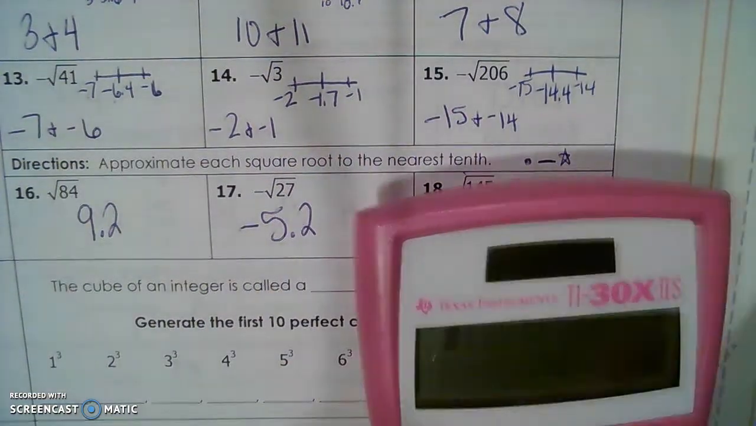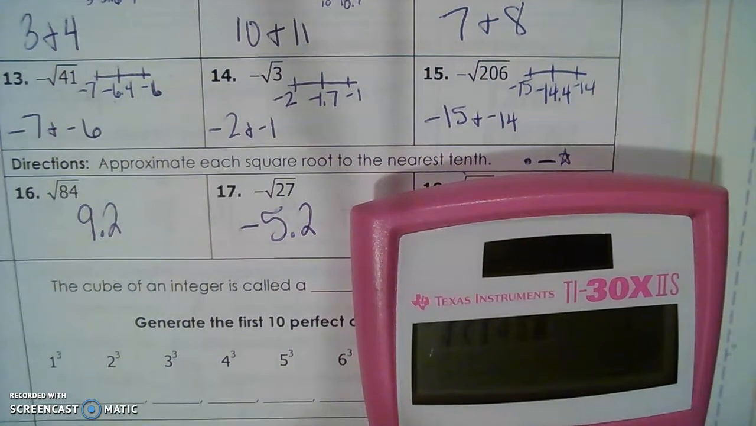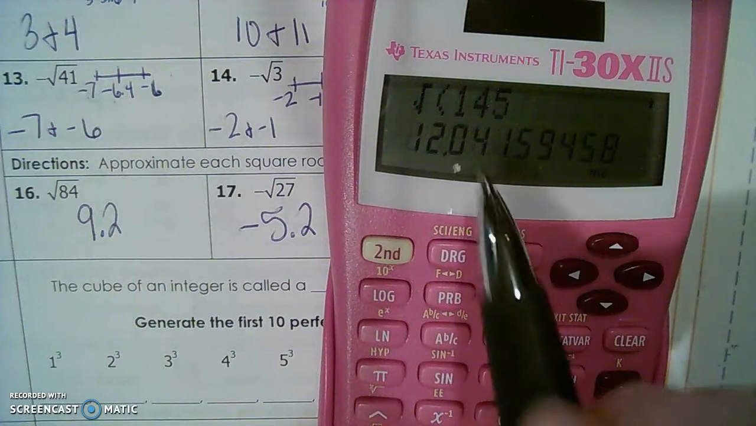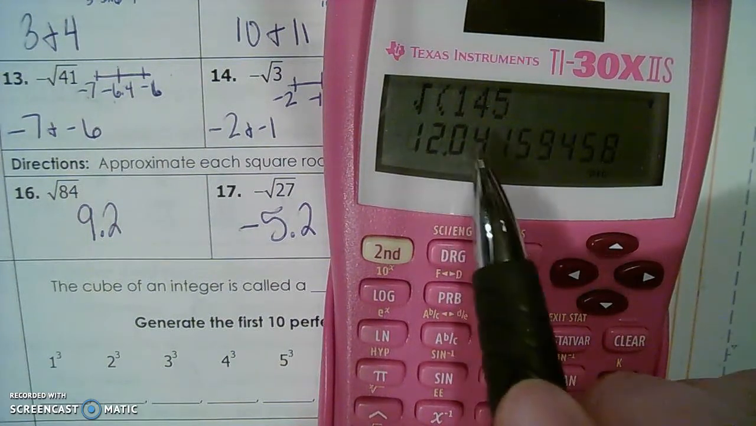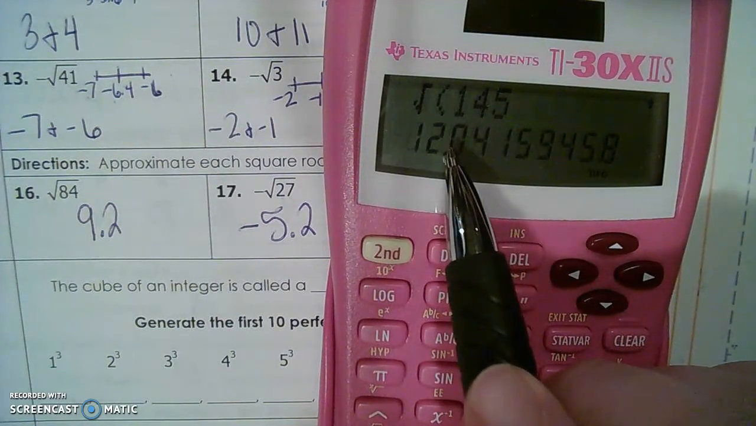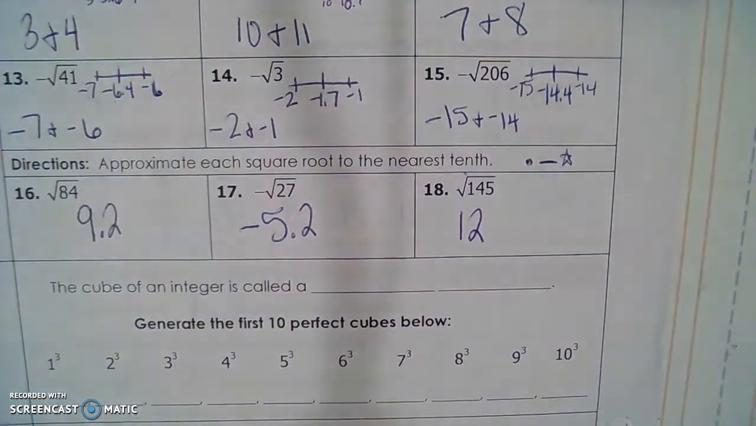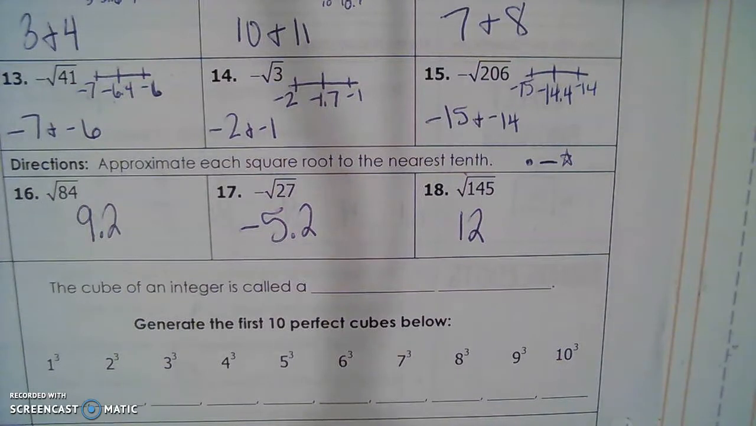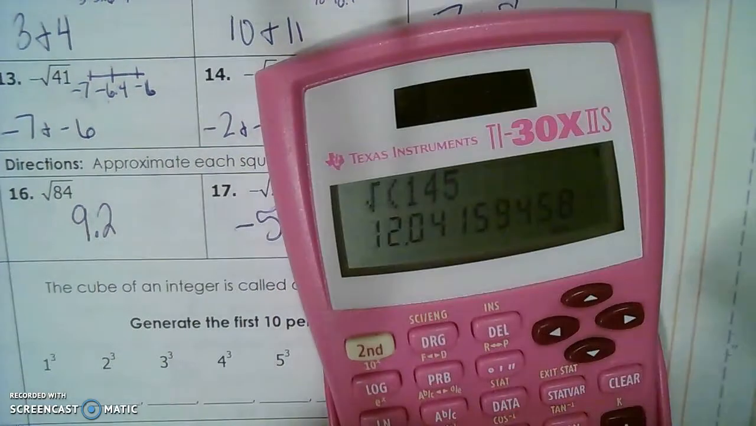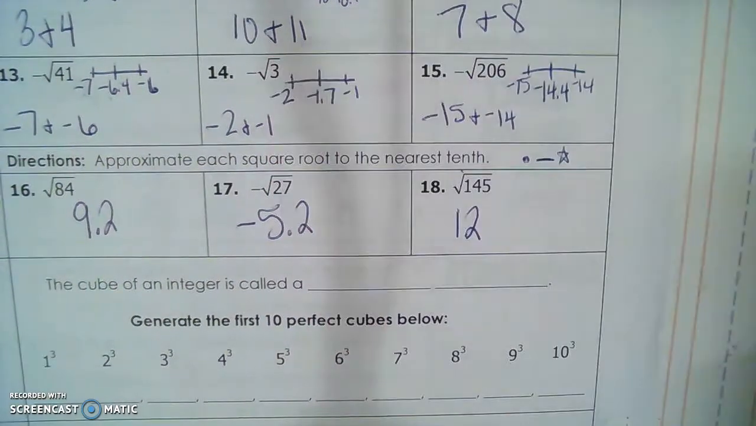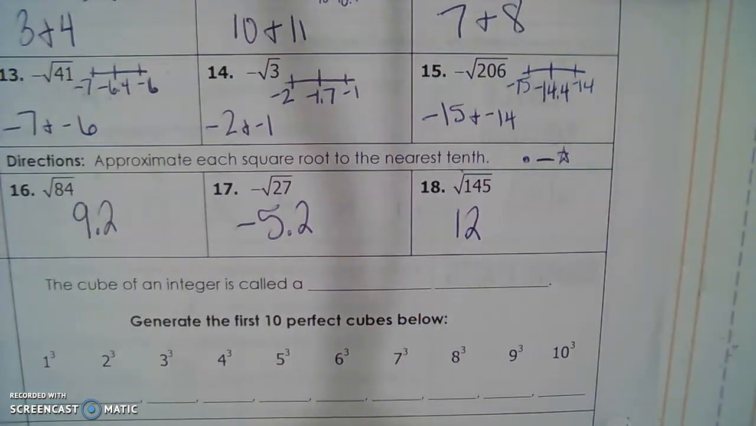And then finally the square root of 145. 12, and then that 0 is what we're looking at. The 4 tells the 0 to stay. So this one we're actually going to just put as 12. So since it's said to round to the nearest tenth, again, that's that 0. That 4 tells that 0 to stay. So that one's actually going to be a whole number.